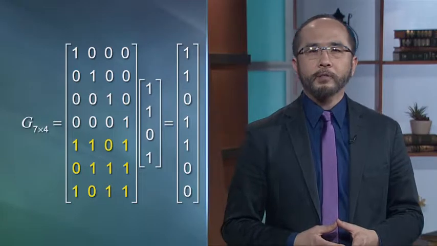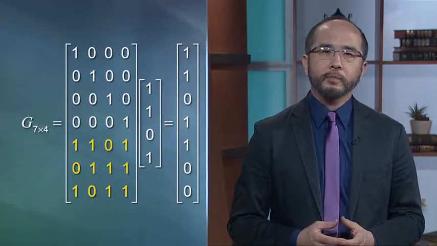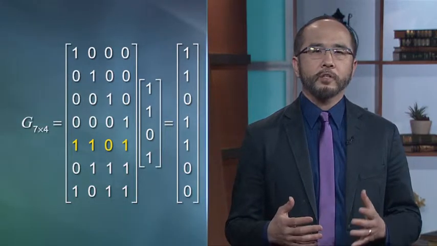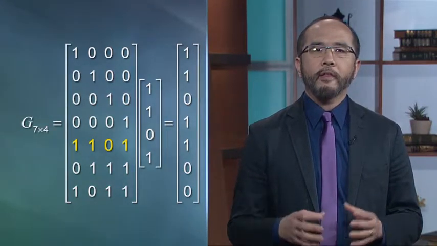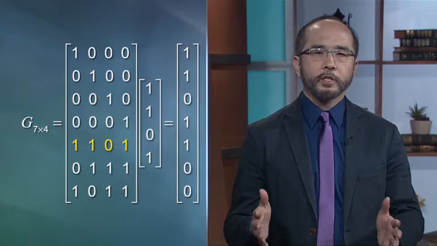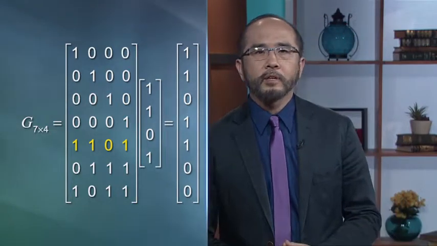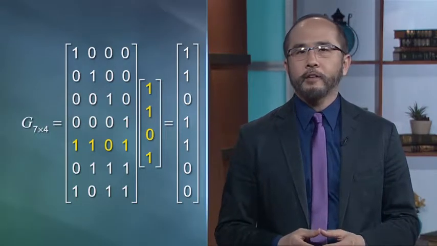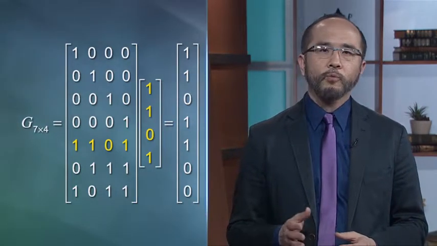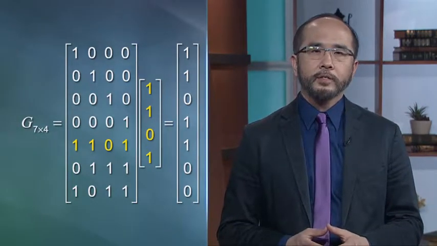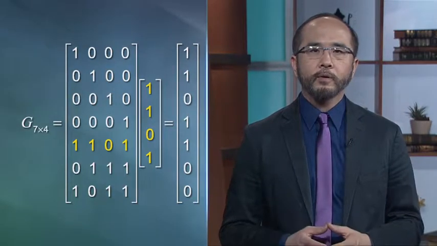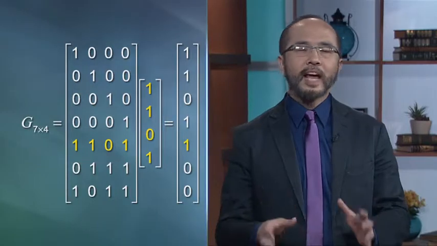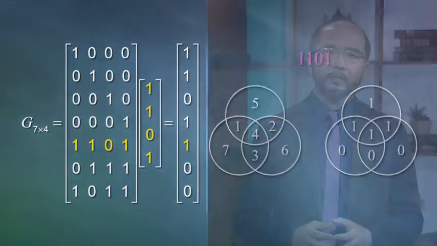The other part of the matrix computes the check digit. For instance, the 5th row adds the numbers in positions 1, 2, and 4, and that gives the check digit for position 5. For instance, with the message vector 1, 1, 0, 1, the 5th row times 1, 1, 0, 1 is 1 plus 1 plus 1, which is 1 in the binary field. And this is exactly what the Venn diagram suggests.